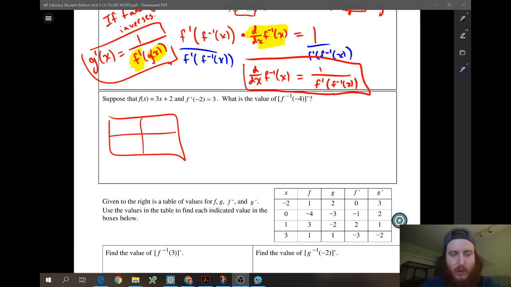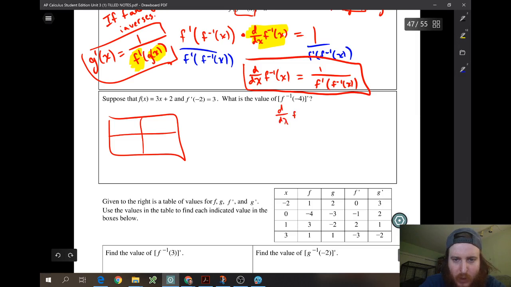The issue is that a lot of times the questions are just written so weird that you really have to figure out what to use. That's why I like doing the table. What I end up doing with the table is that we want to know the value of f negative 1 of negative 4 prime. They're saying what is the derivative of f negative 1 at x equals negative 4.